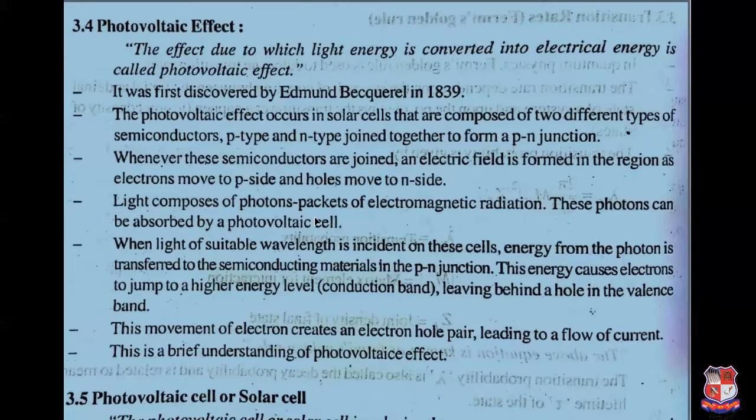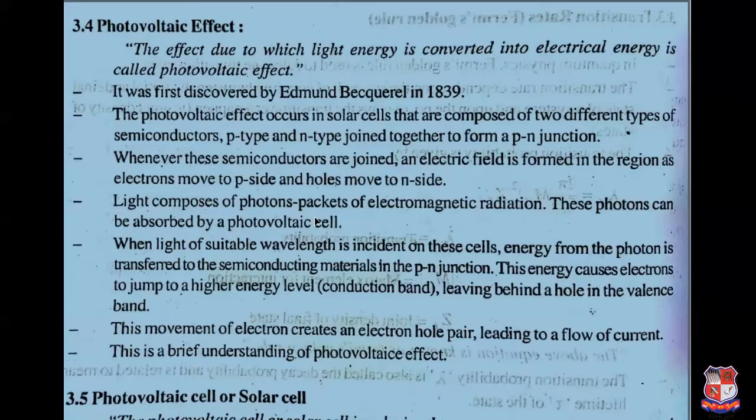Hello, today we will discuss the photovoltaic effect. The effect due to which light energy is converted into electrical energy is called the photovoltaic effect, and it is also the principle of the solar cell. It was first discovered in 1839.